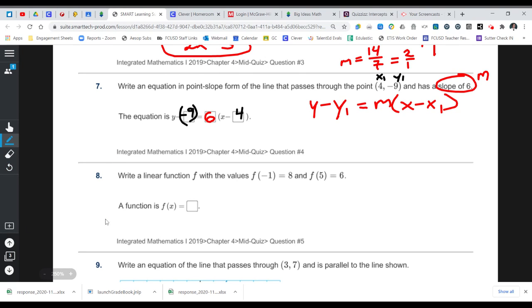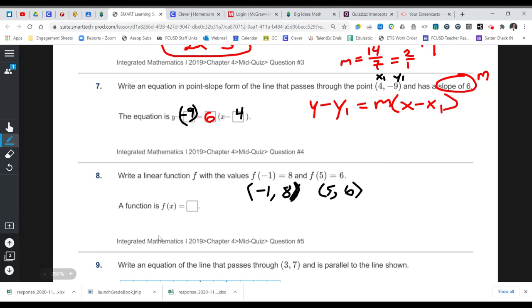Number 8, continuing on. F of negative 1 equals 8. That gives me a coordinate pair, negative 1, 8, and another coordinate pair, 5, 6. So what do I do here? Well, notice neither of those is the y-intercept. So this problem adds a tiny bit more challenge. We have a few steps to do to solve, and I'm going to use point-slope form.